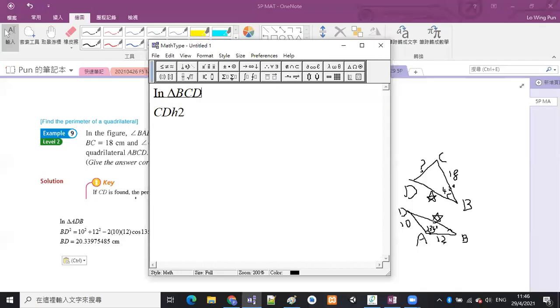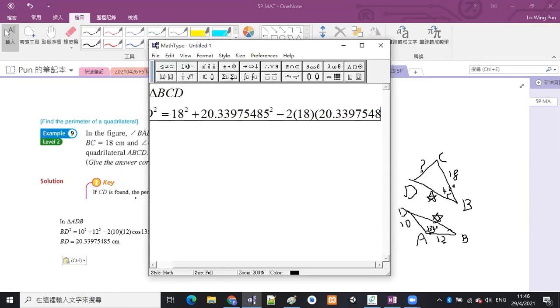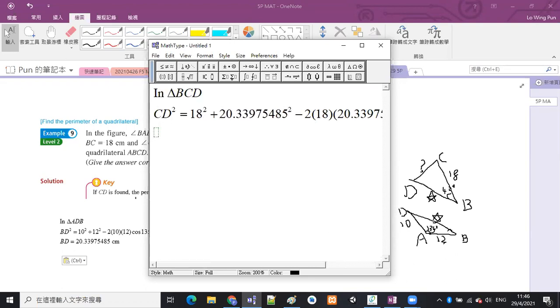So CD square is equal to a square plus b squared. This time it should be 20.33975485 square minus 2 times a times b times cosine angle C, which is 40 degrees. Okay, and then, I will use the calculator here.